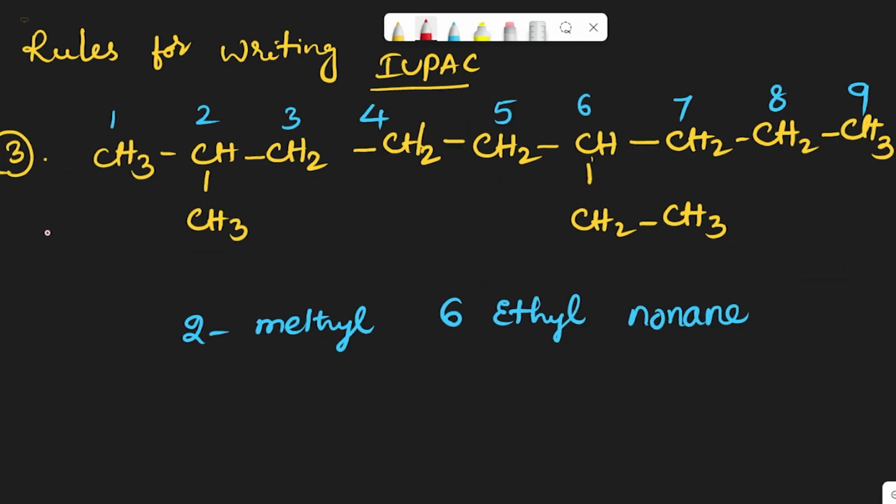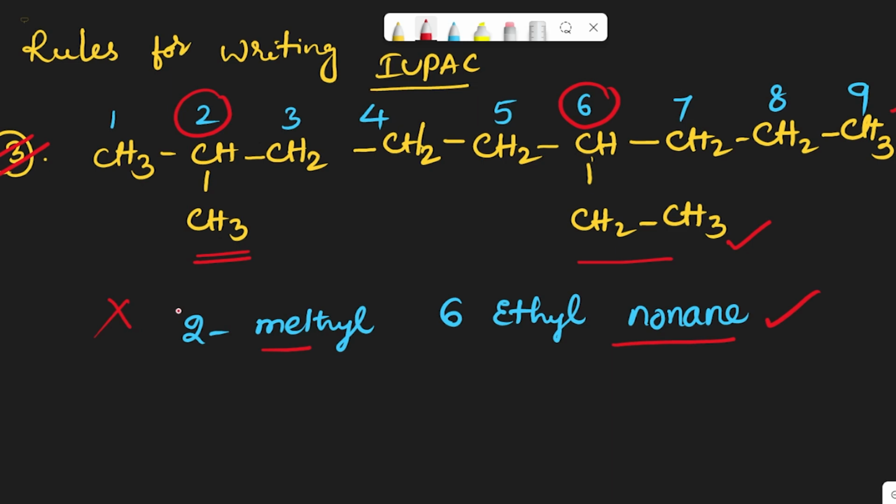Now the third rule. The given compound is this. It contains 9 carbons, so it is nonane, and it contains 2 substituents here. At the second position a methyl group is there, and at the sixth position an ethyl group is there. So the name is obviously 2-methyl 6-ethyl nonane. But this is wrong. See why? Because there is a rule. What is that rule? This is the third rule. So it is better to write down all the rules carefully, students. What is that rule?